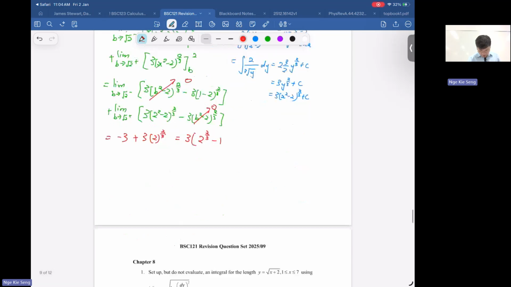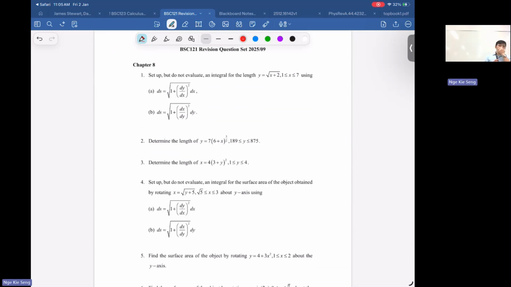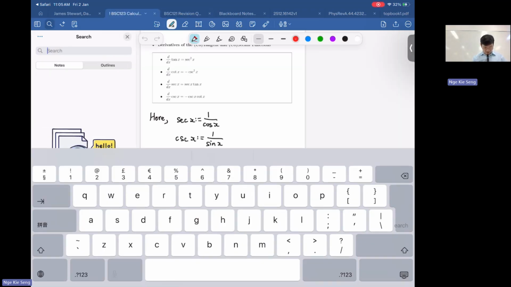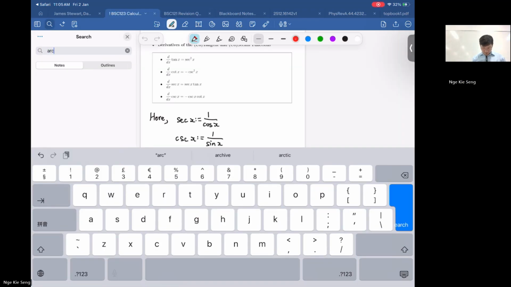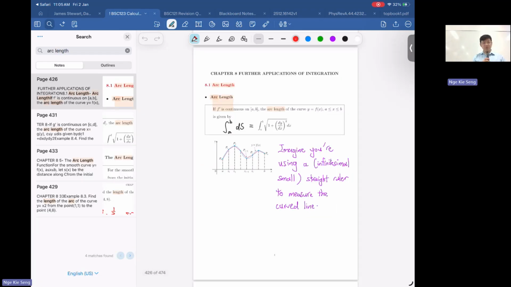Okay, let's start. I think chapter 8 is quite straightforward, right? Chapter 8, there are really two things you need to know. It's just the arc length and the surface area. And the formulas are quite straightforward. So maybe you can quickly revise. I think there's no tricky part for this topic here.